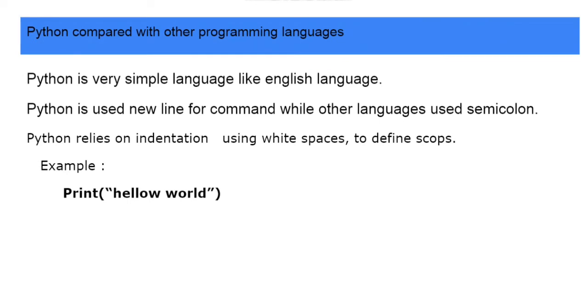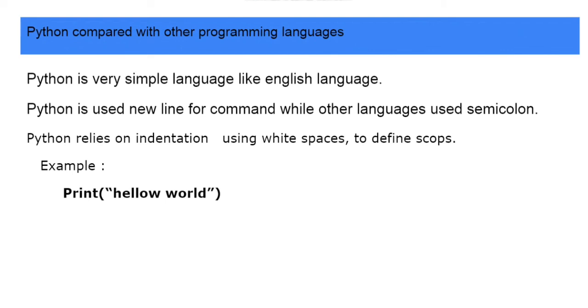Compared with other programming languages, Python is a very simple language, like the English language. You can say print Python, and there are a lot of functions, a lot of names, a lot of words. You can see, oh, this is English language, but it's Python. So Python is very near to the English language, and that is why it is very easy to learn. Python uses a new line for a command, while other languages use a semicolon. With the semicolon come a lot of complications in Java, C sharp and other programming languages, but Python is independent from this complexity.